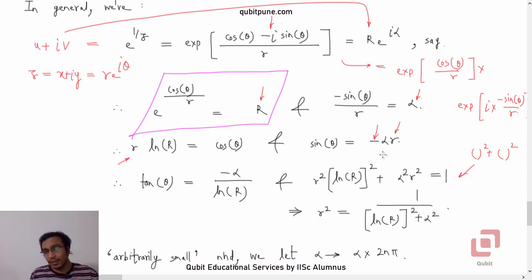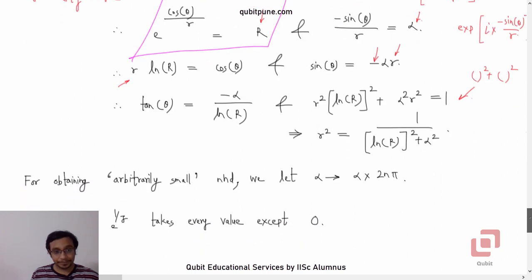Now sine squared theta here is alpha squared r squared, and cos squared theta here is r squared ln r squared. Which means r squared is now equal to 1 over (ln r) raised to 2 plus alpha squared. Now pay attention.